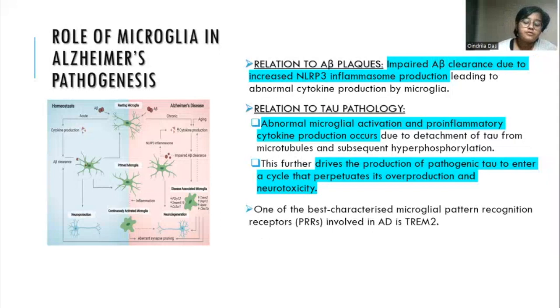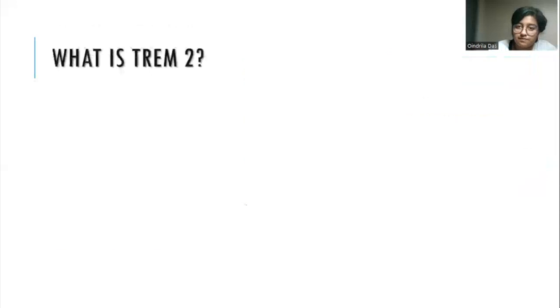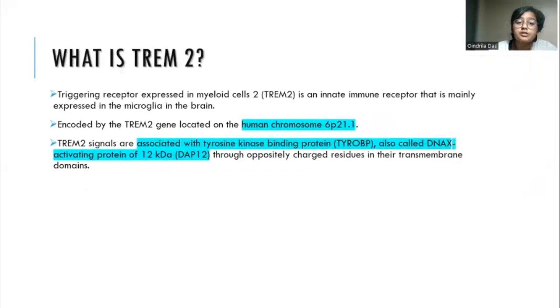Microglial pattern recognition receptors are the ones that notice any abnormal activities that go on in the brain. And one of the microglial pattern recognition receptors that is involved in Alzheimer's is TREM2. So what is TREM2? TREM2 is triggering receptor expressed on myeloid cells 2, which is an innate immunity receptor observed on the surface of microglia in the brain.